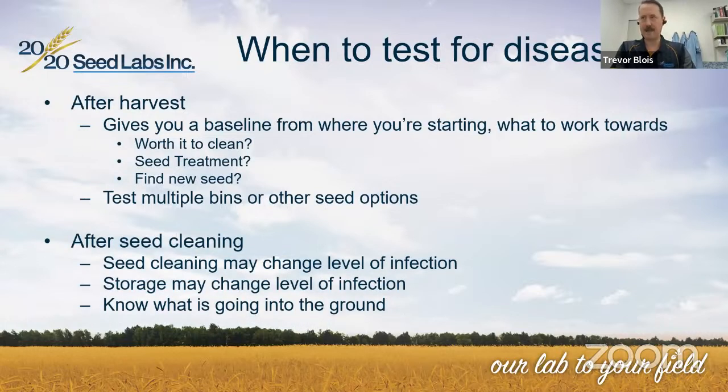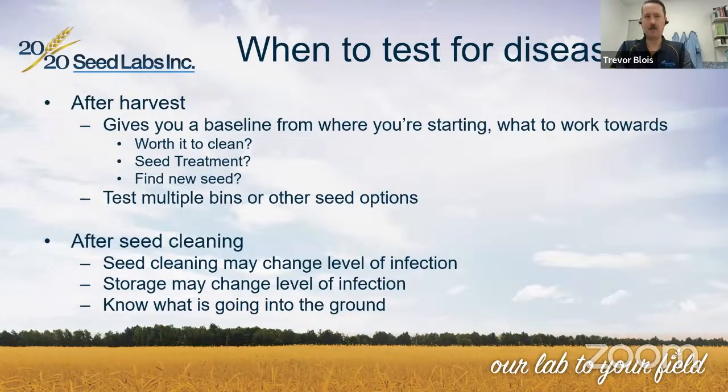The next time to do it is after seed cleaning. You might have a change in your level of infection. Those FDK can often be cleaned out. And the storage might change the level of infection. As time goes on, storage conditions are not favorable for fungal growth. So the viability of Fusarium graminearum is going to be going down over time in storage, usually, as long as you have good storage conditions.